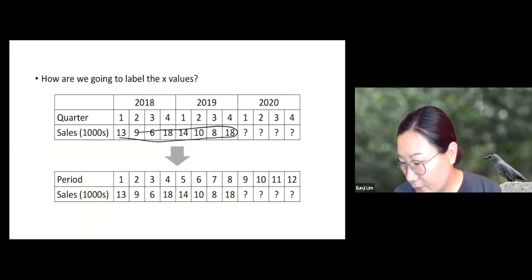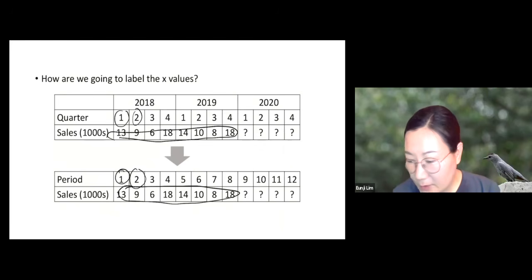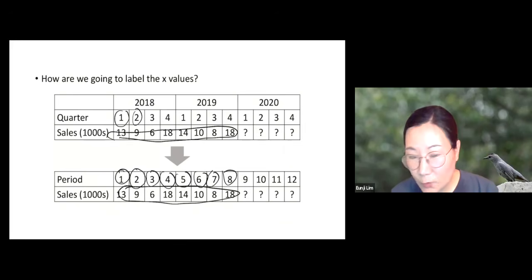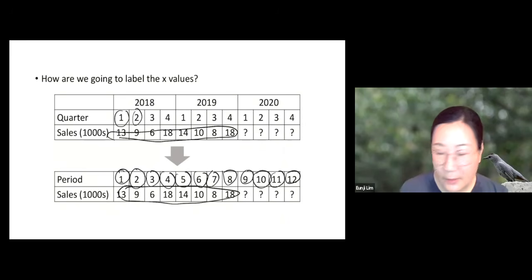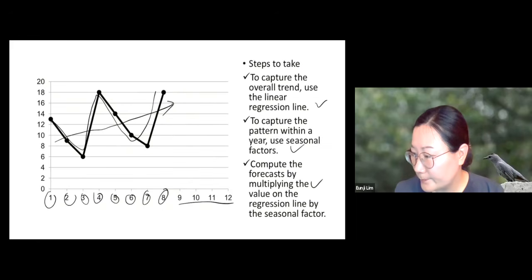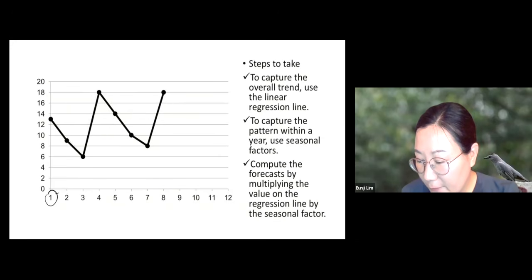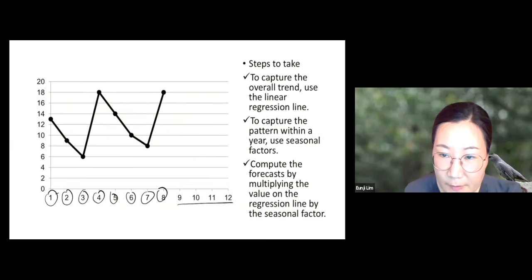These are the y values. So we're going to leave them as they are, but the x values should be relabeled. So we're going to relabel them as period 1, 2, 3, 4, 5, 6, 7, 8. And then we want to make a forecast for periods 9, 10, 11, and 12. And currently, we are at the end of period 8. So let's plot them on the XY plane. Now you can see that the x values are relabeled as 1, 2, 3, 4, 5, 6, 7, 8. And we want to make a forecast for the next 4 periods.